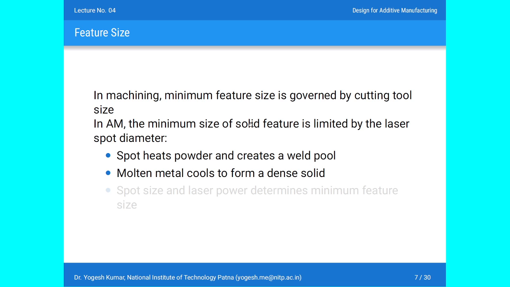Because your laser is striking on your powder, it creates a weld pool, and later this weld pool, which is in the form of molten metal, cools down and forms a dense solid. Again, this depends on your laser spot diameter. The spot size and laser power determine the minimum feature size, as I have told.